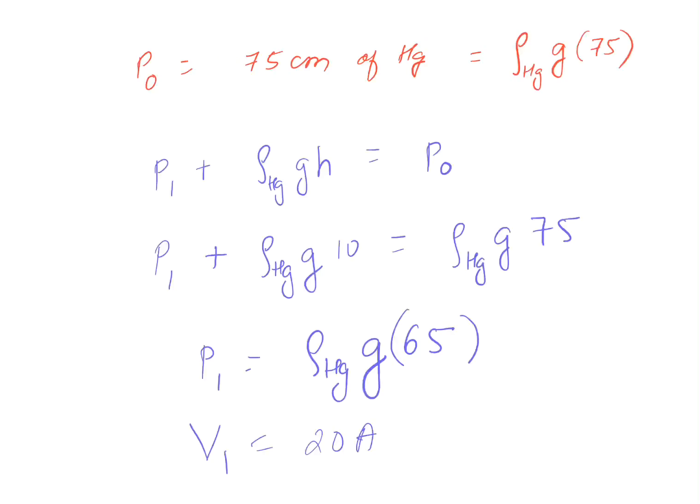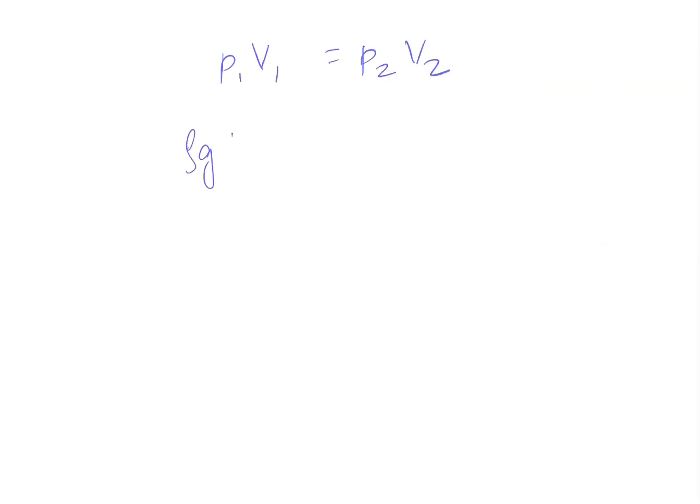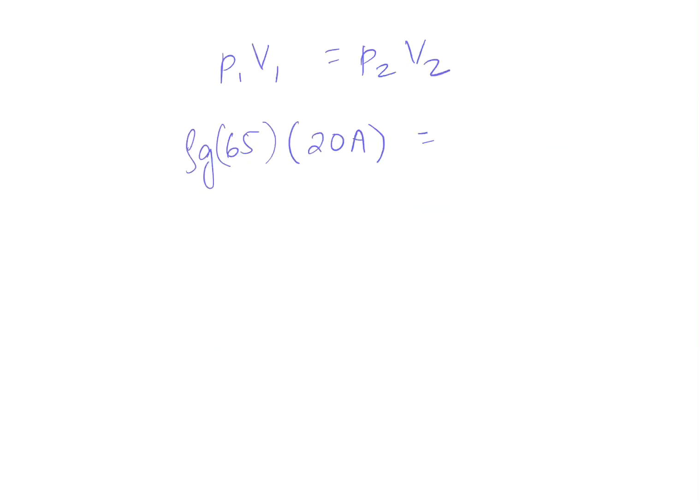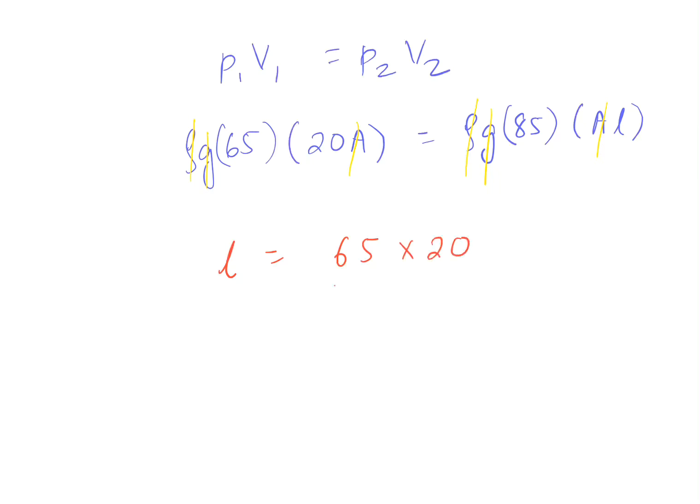And now finally we apply, for constant temperature, P1 V1 equal to P2 V2. So P1 is rho G into 65 and V1 is 20A. P2 is rho G into 85 and V2 is AL. So rho G will cancel out, A will also get cancelled out. So we can now calculate L. So L will be 65 into 20 divided by 85.